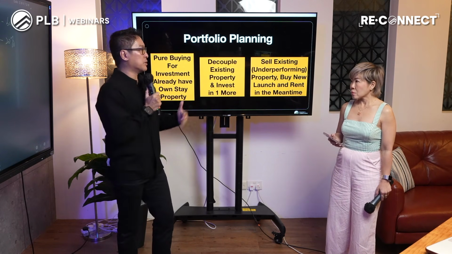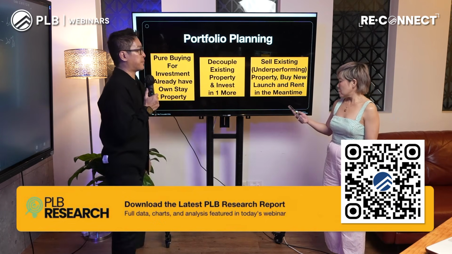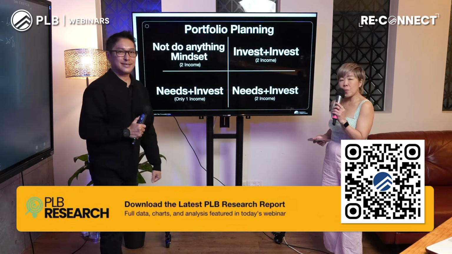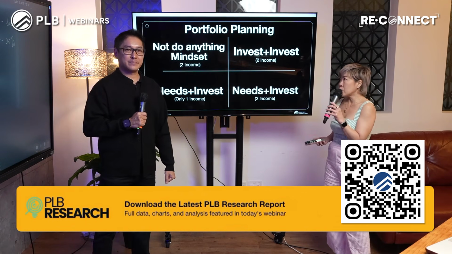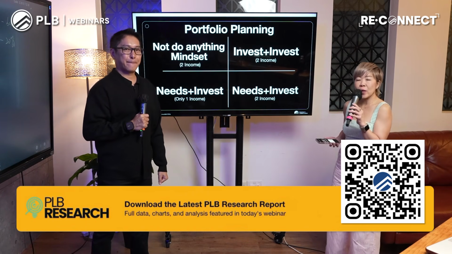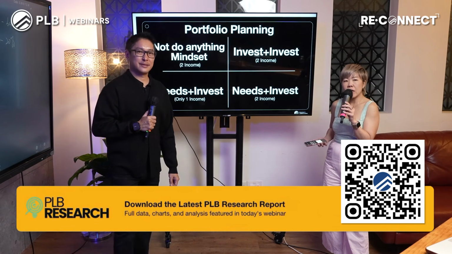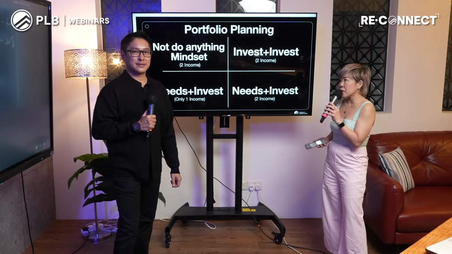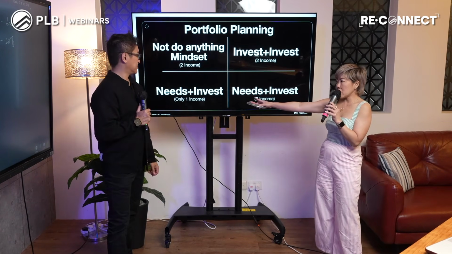We can help you analyze what you should be doing next in terms of property planning as well. If you have two incomes, like a couple, you can have a not-to-do-anything mindset. We will still help you do your planning, and we can decide whether you need to do something.